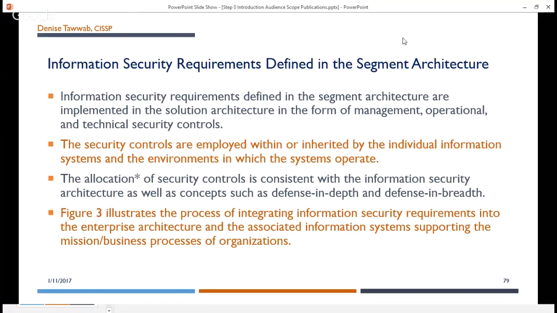The information security requirements defined in the segment architecture are implemented in the solution architecture in the form of management, operational, and technical security controls. The security controls are employed within or inherited by the individual information systems and the environments in which those systems operate. The allocation of security controls is going to be consistent with the information security architecture, as well as concepts such as defense in depth and defense in breadth.